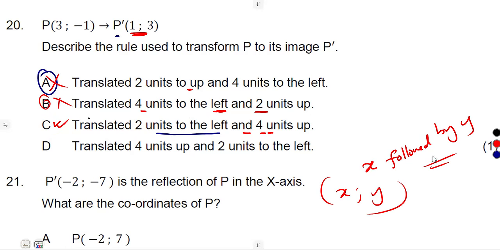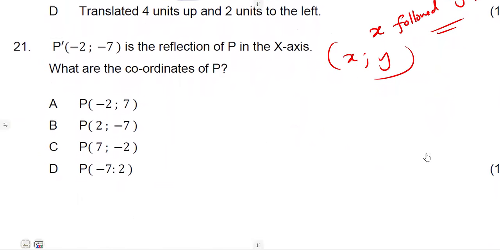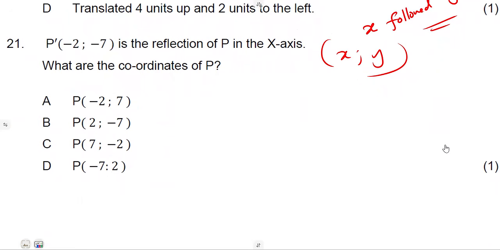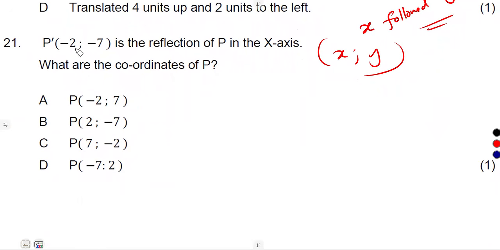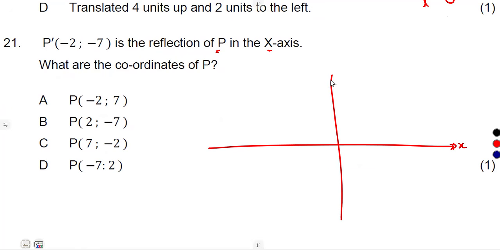Okay, then let's consider question number 21. The point P bar is the image of what? It is the image of P, a reflection in the x-axis. All right, let's talk about that reflection in the x-axis. I think I talked about the one of y is equal to x. A reflection in the x-axis, guys, is one of the easiest ones. This is our x-axis.